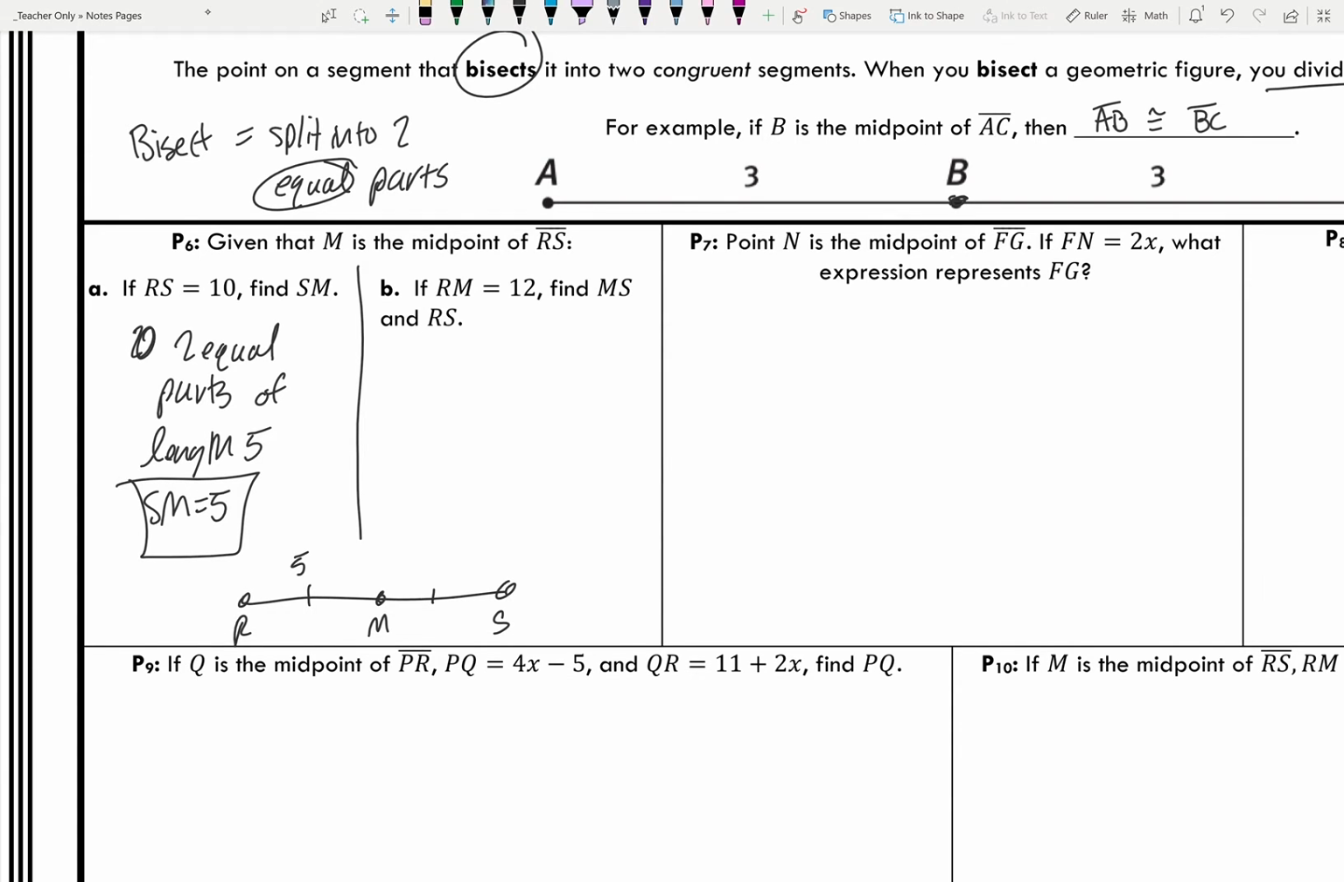Alright, so if RM is 12, find MS and RS. RM is 12. I know that RM is the same as MS, right? Because it's the midpoint. So MS is equal to RM, which is just 12. So we know MS, got that. To find RS is just RM plus MS. But they're the same, so it's just 2 times 12, which is 24. And that's that.